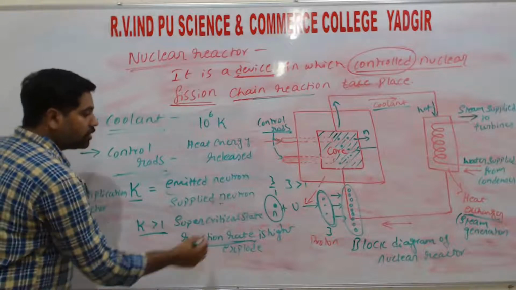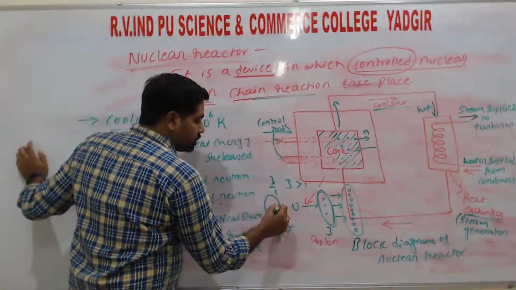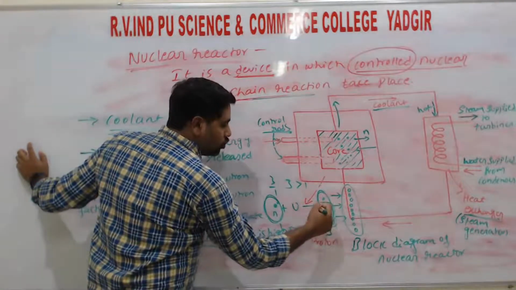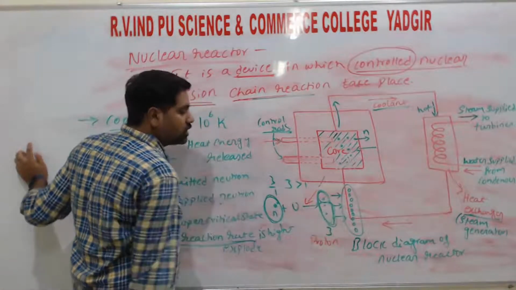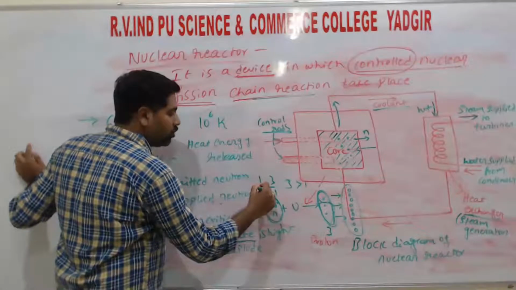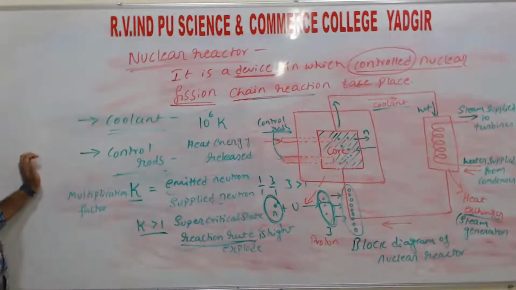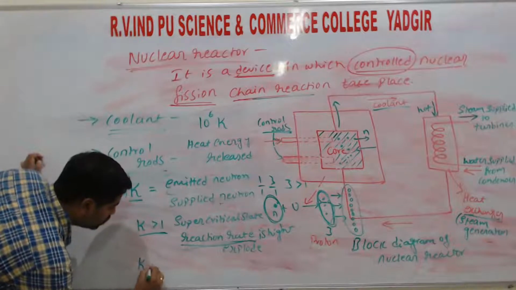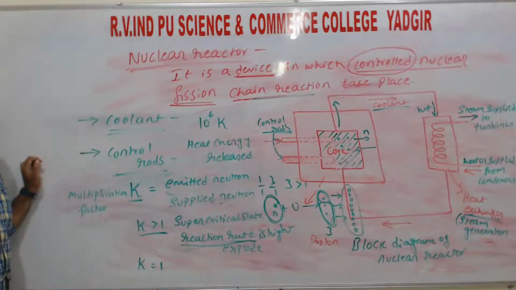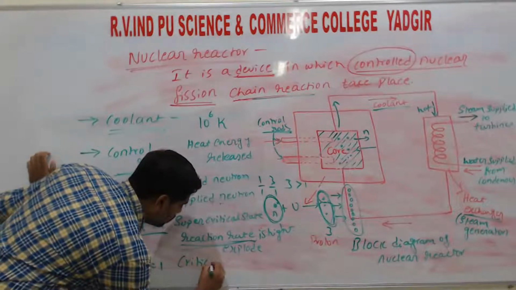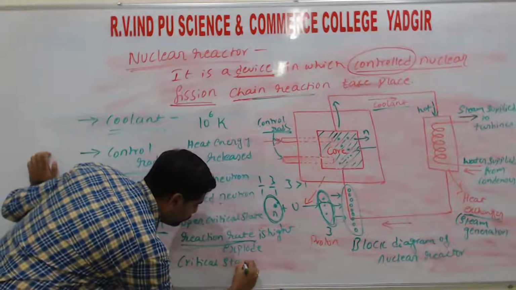So next, when the neutron supplied is 1 and we observe these 2 neutrons, the emitted neutron is how much? 1. That means the emitted neutron to the supplied neutron is 1 is to 1. That means when K is equal to 1, that indicates the critical stage, right?